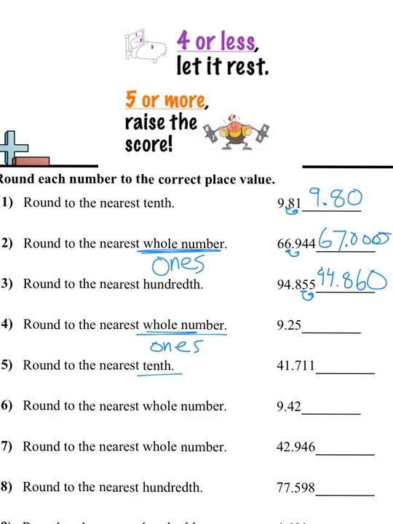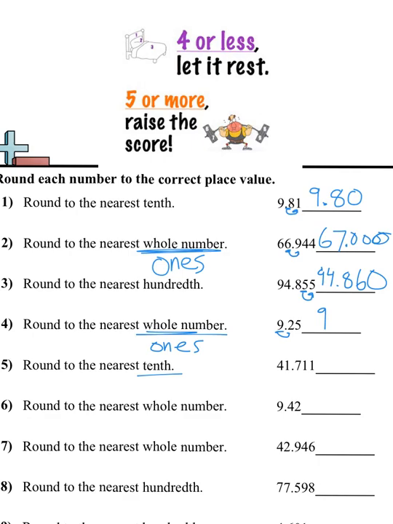Okay, at this point, everyone should have finished number 4 and 5. Number 4, round to the nearest whole number. Well, the nearest whole number is the ones place, which is a 9. The neighbor is a 2, which means we round down or stay the same. So our answer here is 9.